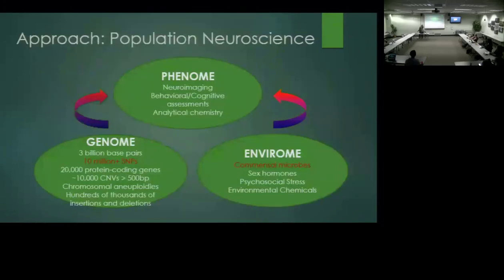Let me talk about the environment for a minute. So the environment is actually a lot more difficult than the genome, right? Because it's an essentially infinite search space. And there are many, many different things that we could be looking at. So my lab has particular interest in commensal microbes. And the second half of my story today will be a story about the gut microbiome. We're very interested in sex hormones as well, but I won't talk about that today. And we recently received a new grant to actually look at psychosocial stress and environmental chemicals and how they move through the microbiome and also inflammatory markers to influence development.